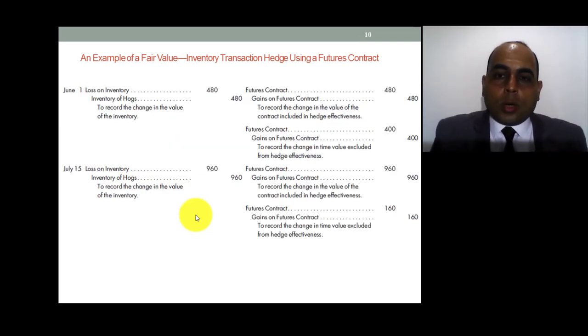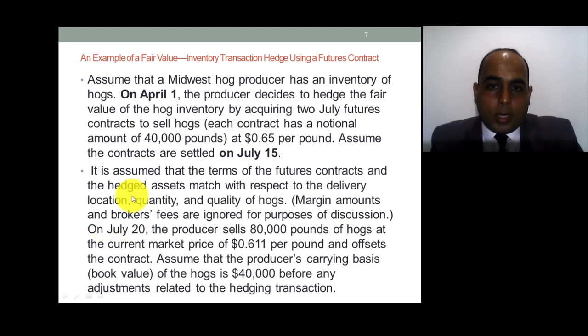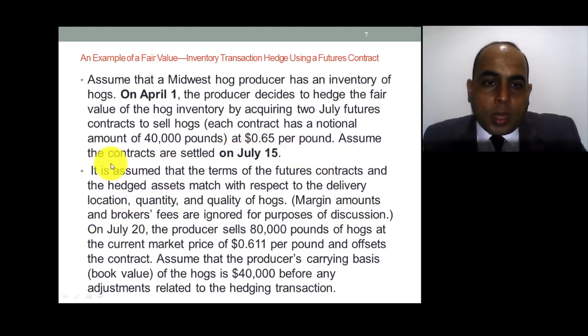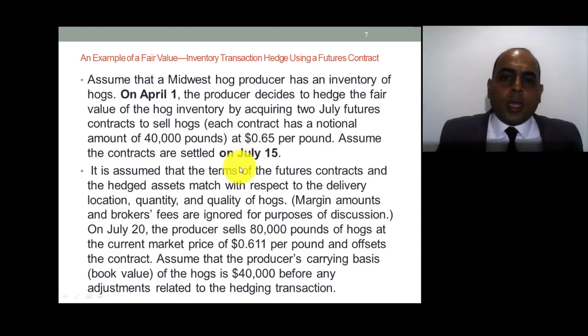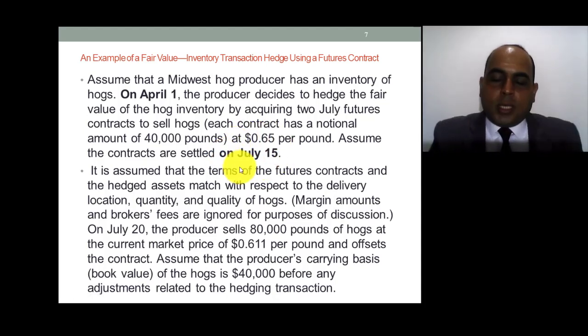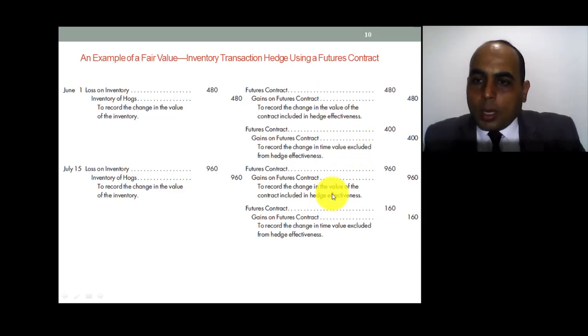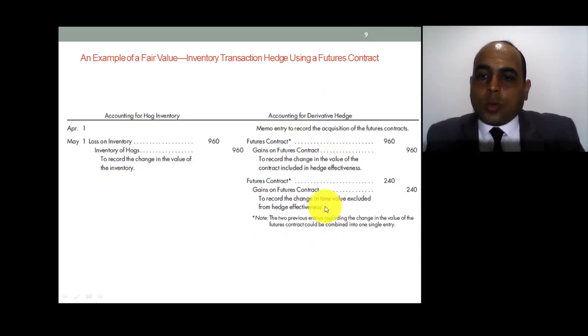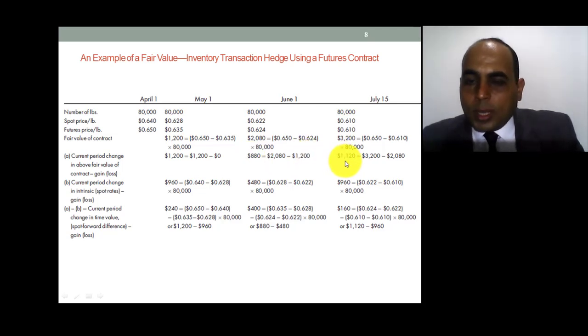When we settle the future contract here, let us move back to the example. On July 20, here, assume the contract is settled in July. Settled means we didn't receive and pay. We only settled the difference. Here we have a gain. Already we have calculated. Here we are talking about 1,200, 880 plus 1,120. So in total, 1,200 plus 880 plus 1,120.